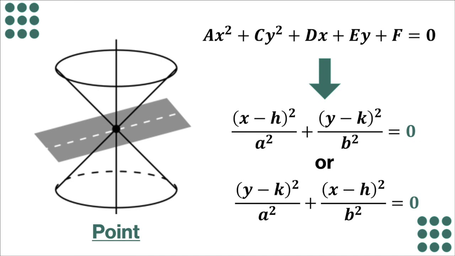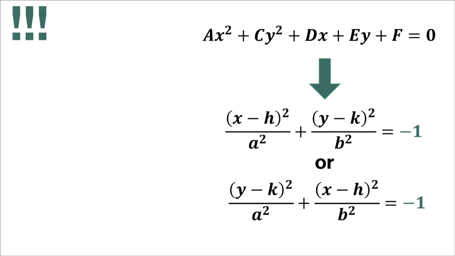Hence, we have the first degenerate conic, which is a point. Now, using the same argument, if the right-hand side of the equation turns out to be a negative number, then it is actually impossible. Why? Because the left-hand side again consists of non-negative terms. Adding them together must result in a non-negative number as well. Hence, getting negative 1 or any negative number on the right-hand side must not be possible. Thus, the second degenerate conic that we are looking at is an empty set.